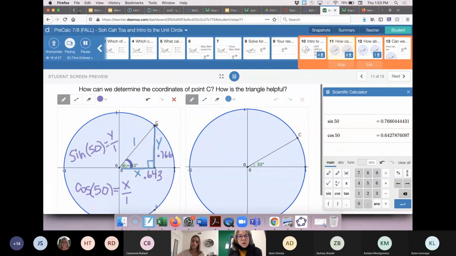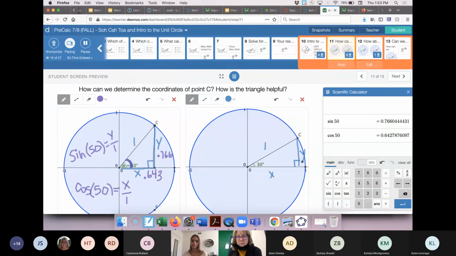All right, so I chose to draw that line in there to make the triangle. If you were given a circle like the one on the right, you can see that line's not drawn. But you can say to yourself, if I want to find the coordinates of point C, I can just make myself a handy dandy right triangle. And I know the hypotenuse is 1 because it's the radius of the circle. Anything from the center to any point on the circle is going to be 1. And this is your x. This is your y.